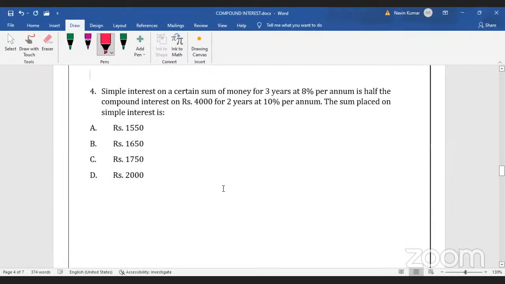Simple interest on a certain sum of money for 3 years at 8% per annum is half the compound interest on 4,000 for 2 years at 10% per annum. It is written that simple interest is half of compound interest, so simple interest is equal to compound interest divided by 2. First you need to find the compound interest.